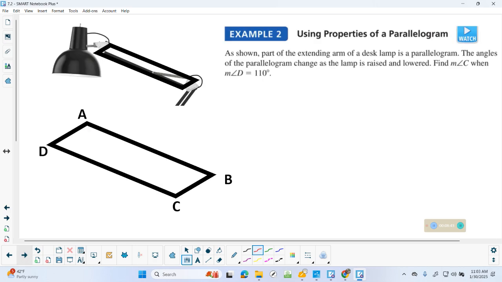All right, next up. Okay, read it. Part of the extending arm of the desk lamp is a parallelogram. The angles of the parallelogram change as the lamp is raised and lowered. Find the measure of C when D is 110.